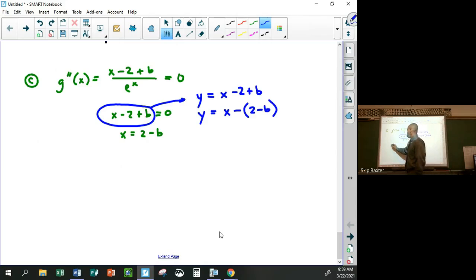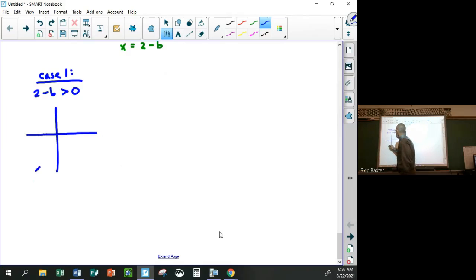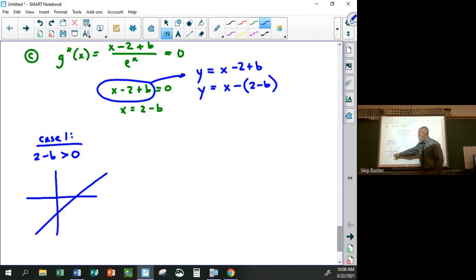So there's a couple different cases. Case 1 is if 2 minus b is positive. Then this is x minus some positive number. It actually ends up looking like this. The graph would look like that. It has a slope of 1 and a y-intercept that's down here. But if 2 minus b is positive, that means this is the negative of that, or b minus 2. And this is 2 minus b. Does that make sense so far?